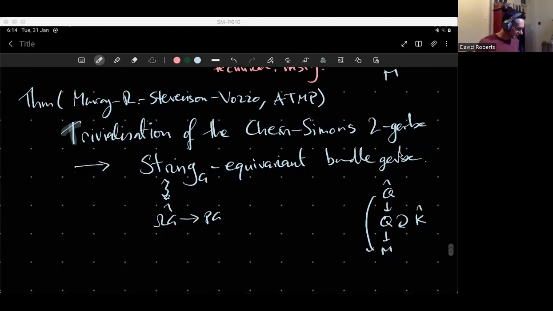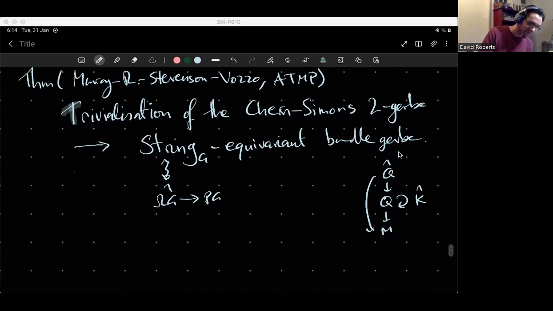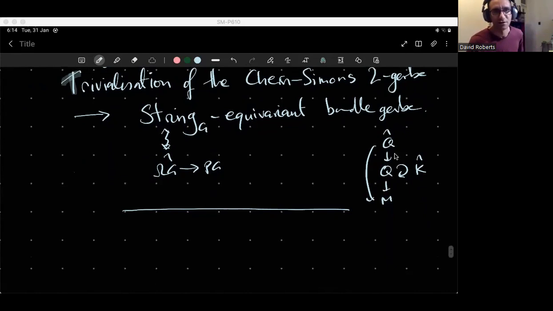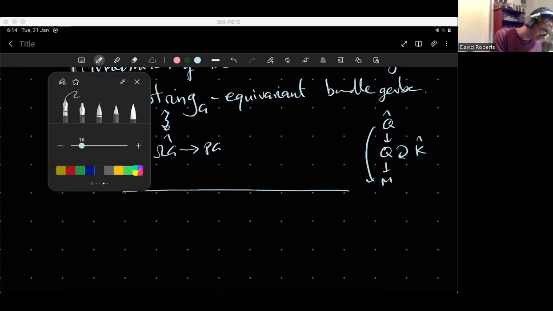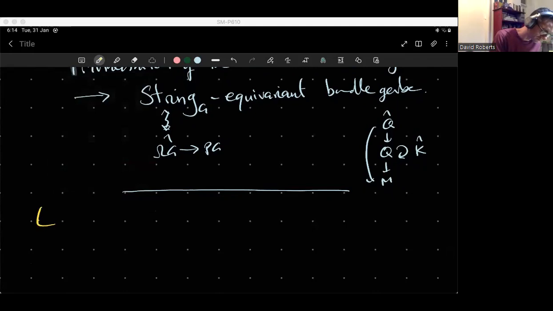So let's see. So how I want to write down an example of one of these things. This is our nice little case study. So, are there any questions? Little bits and pieces here. Okay. So, here's my example.